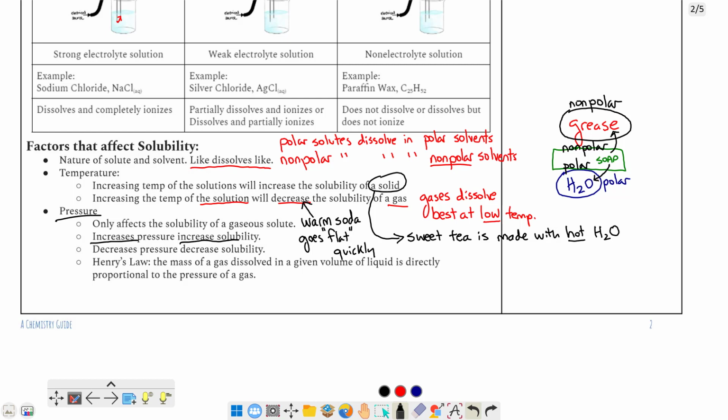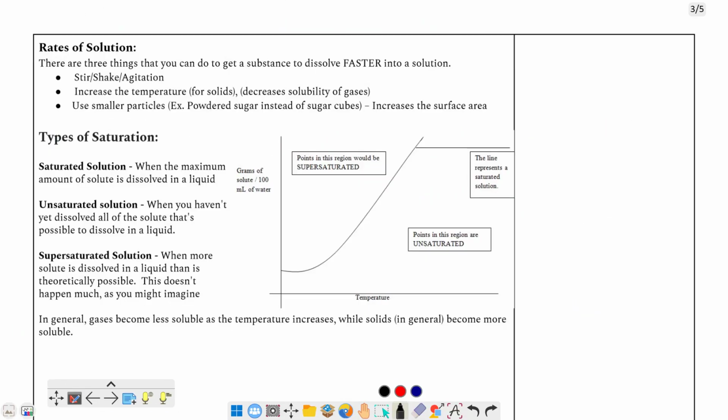Now, we're going to skip over Henry's law, and let's move on with the last part of the notes. Now, for rates of solution, there are three things that you can do to increase the rate at which a solute will dissolve. First, you can stir, shake, or agitate the solution. That just means you physically mix it up, and it causes the particles to shake around and dissolve faster.